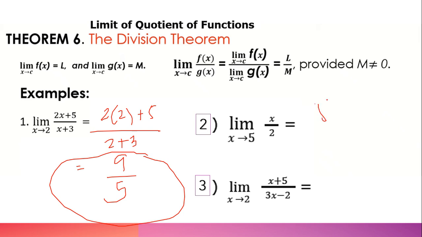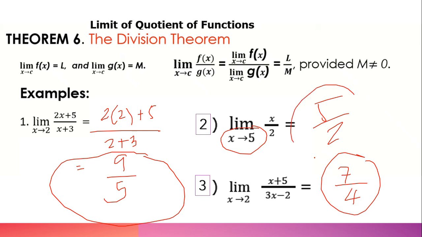Next, mental math na tayo. 5 all over 2 because x is equal to 5. Then, 7 all over, what is 3 times 2? 6. 6 minus 2 is 4. So, 7 all over 4, 5 all over 2. As simple as that. May tanong po ba sa number 6 theorem?